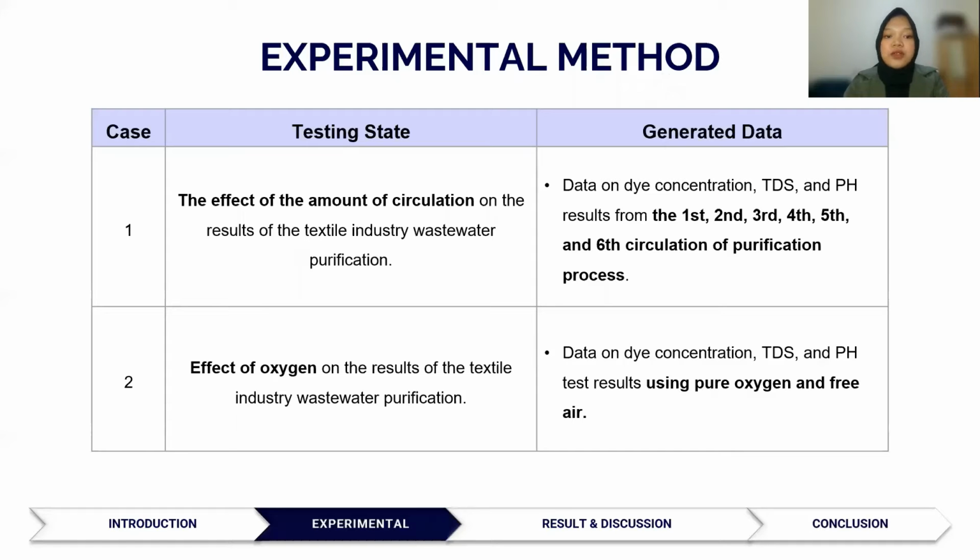From the table, there are 2 cases that we will experiment with in this research. In the first case, we will know the relationship between the number of circulations and the purification result. And the second case is we will know the effect of oxygen, either pure oxygen or free air, on the purification result.